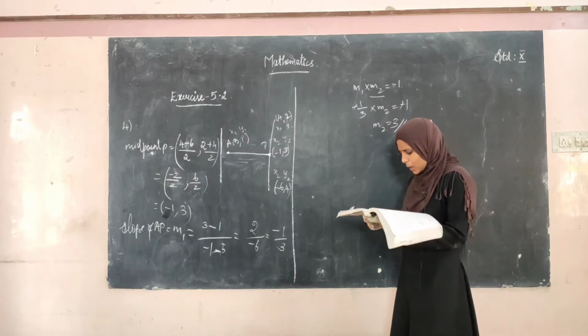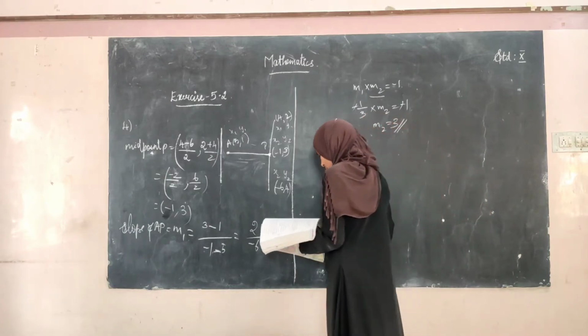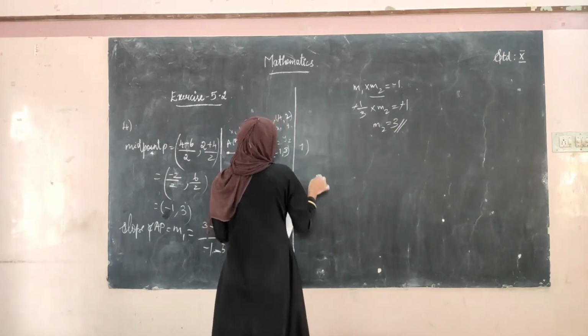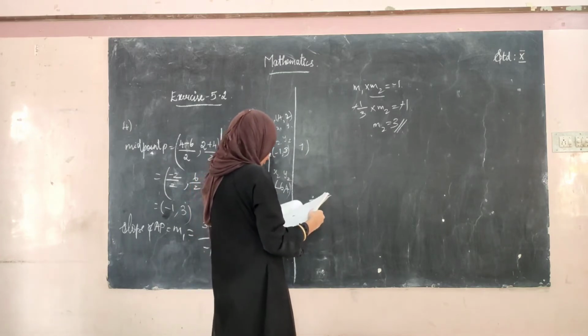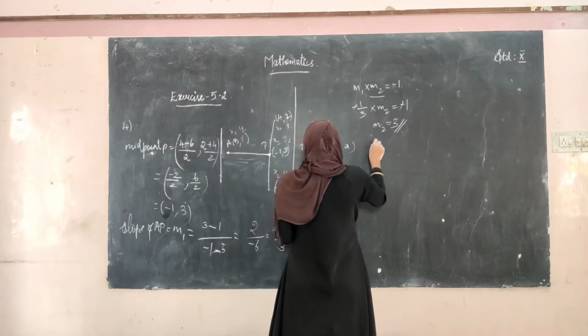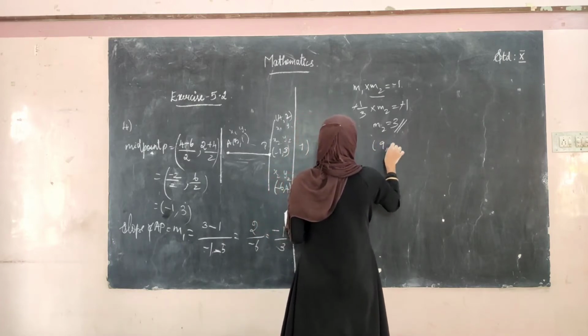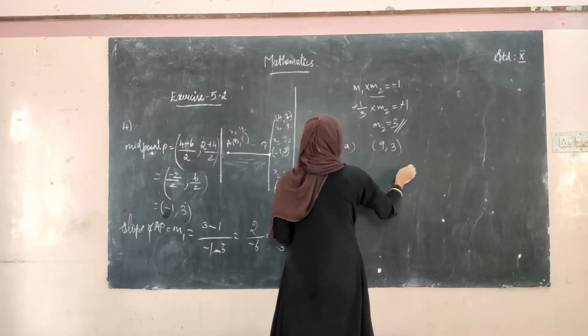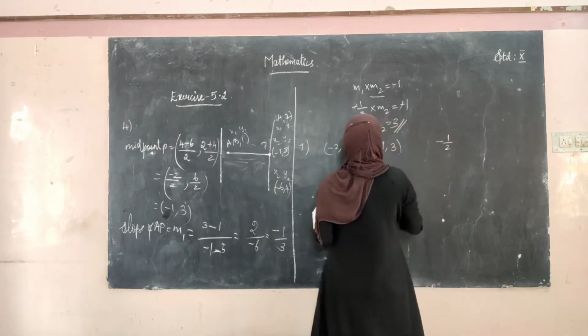The line through the points has slope. Find the value of a. So I will do this one. Seventh sum: the line through the points -2, a and 9, 3 has the slope -1 divided by 2.